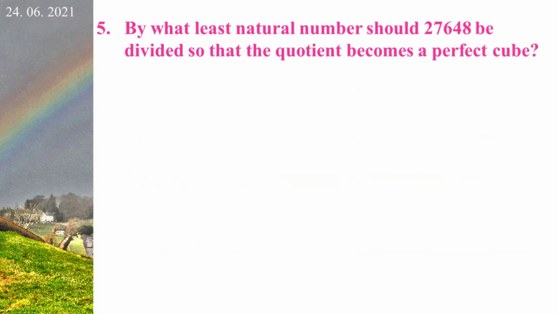Next question. By what least natural number should 27,648 be divided so that the quotient becomes a perfect cube? First, we should find the prime factors. 27,648. Now we can take 2.